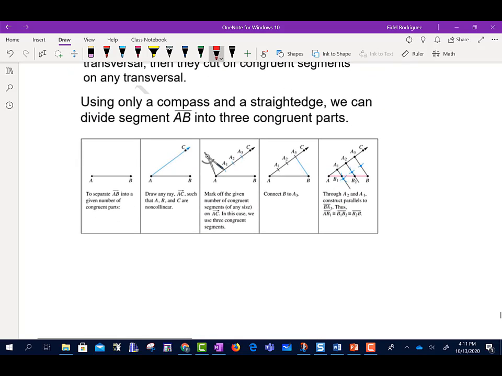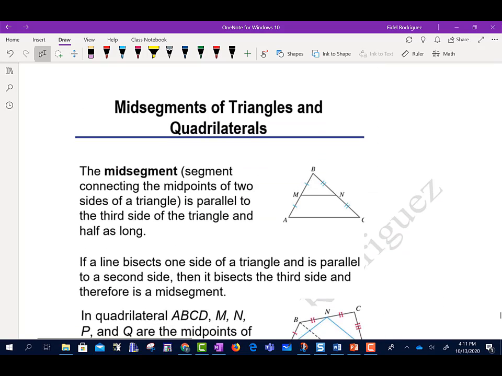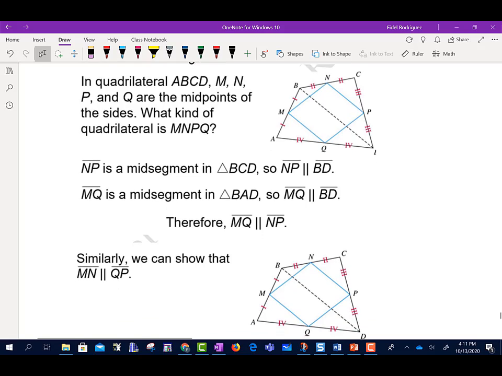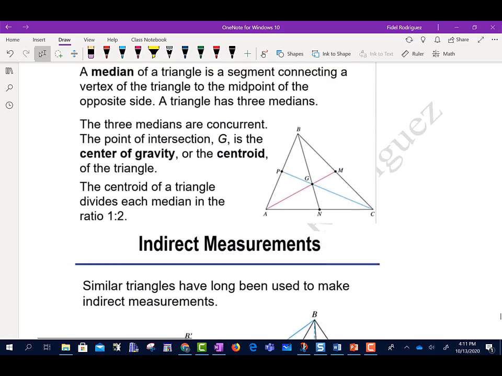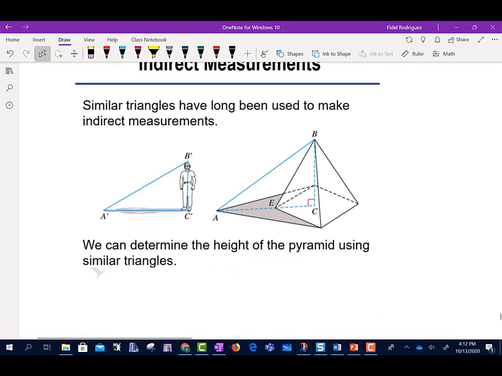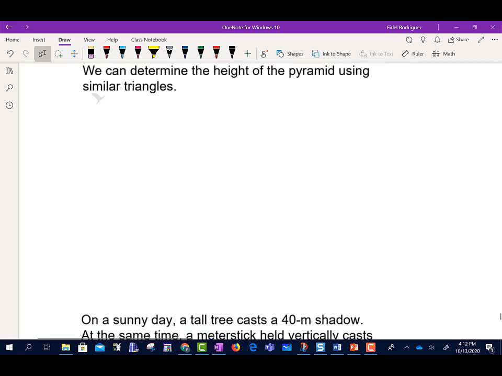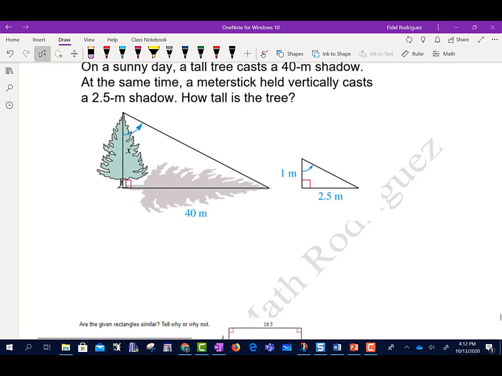So, I'm going to skip over to the part where it gets a little bit more important. I'm just going to keep scrolling down until I get to the problems that we're going to start working on. Here we go.